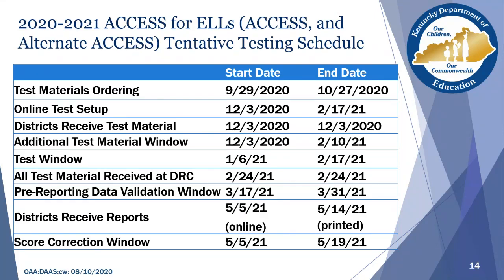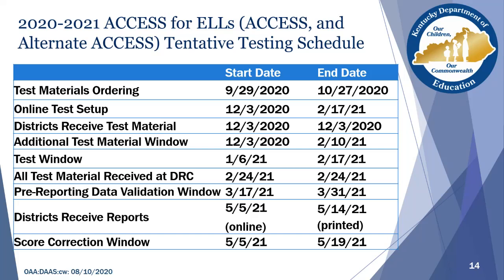DRC houses ACCESS in the same place as they do the screener. And so we're going to talk about the ordering window. And remember, all these dates are tentative. They could change because of the situation that we are still currently in with COVID-19. The first thing you'll see is the test materials ordering. That will open up September 29th through October 27th.